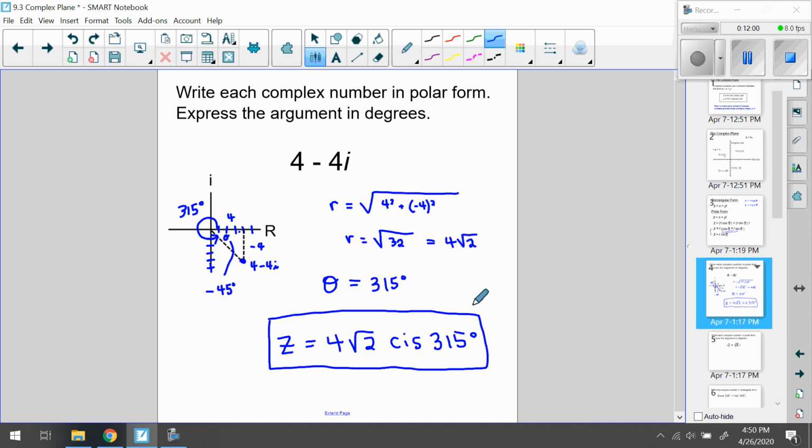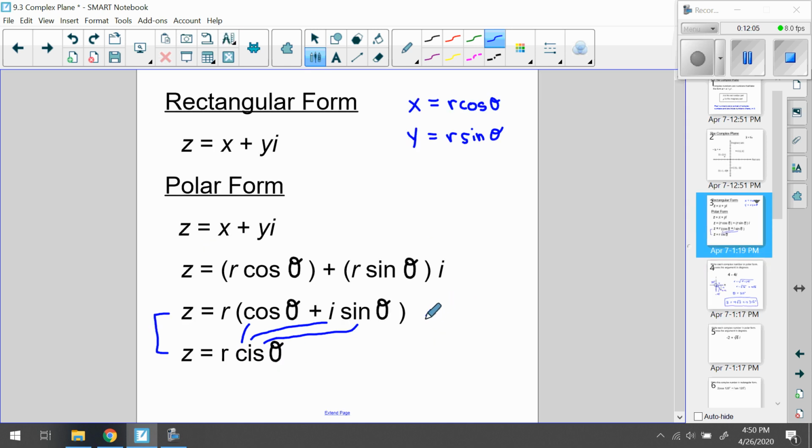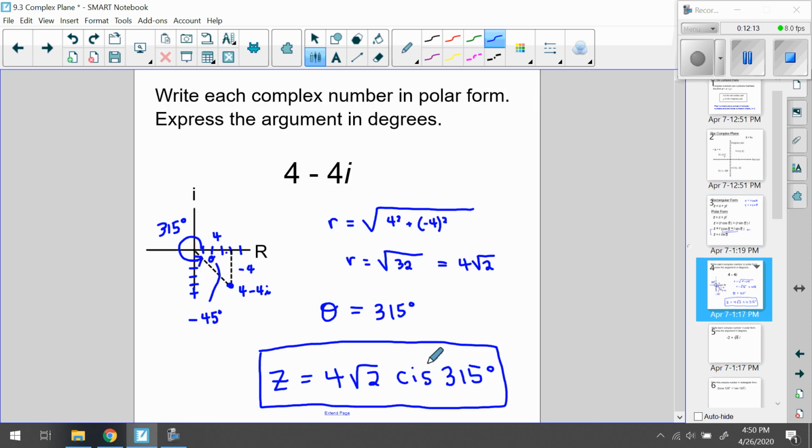You don't have to do anything further. That's it. If you wanted to express your answer using this notation, you would just say 4 root 2 times the quantity cosine 315 plus i sine 315. That's what this cis notation means. But again, I think we'll prefer that shorthand, and I'm going to use that notation moving forward.